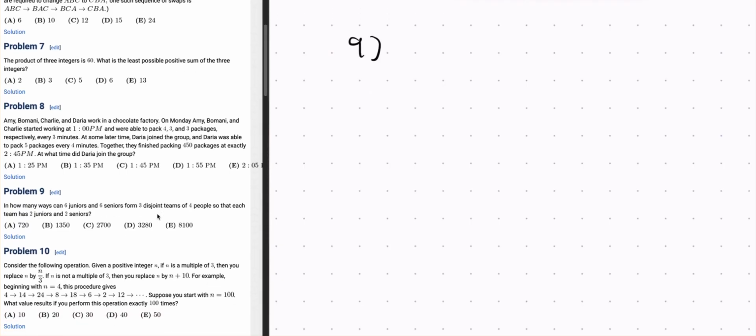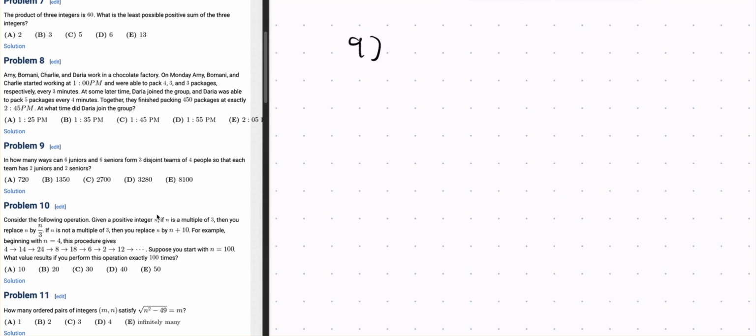In how many ways can 6 juniors and 6 seniors form 3 disjoint teams of 4 people so that each team has 2 juniors and 2 seniors? So we have 6 juniors, 6 seniors, and they form 3 disjoint teams of 4 people. So let's call them team A, B, and C.